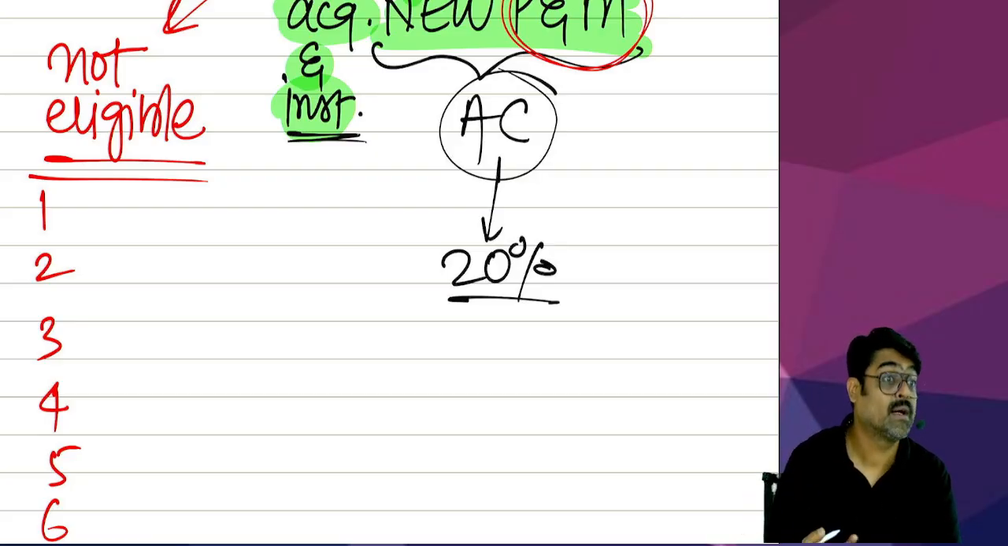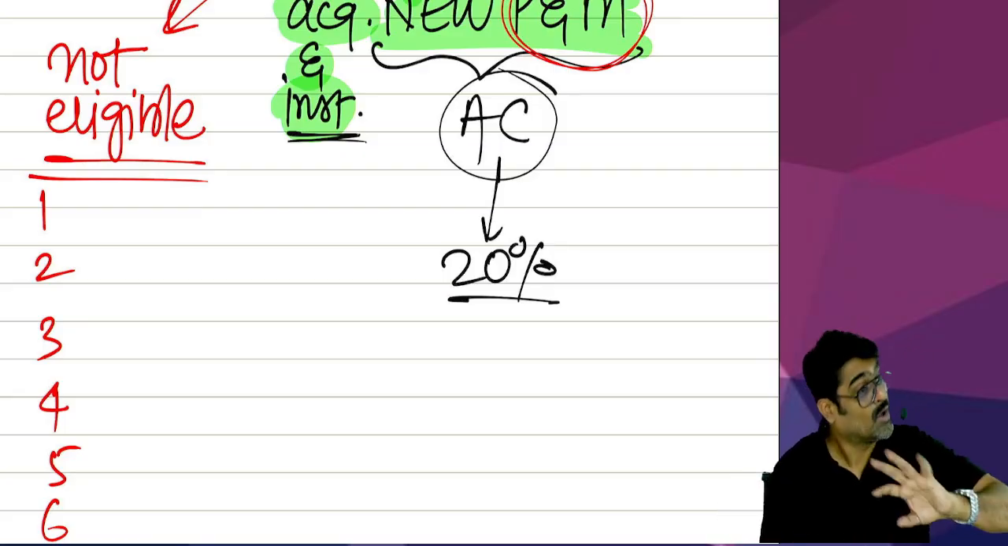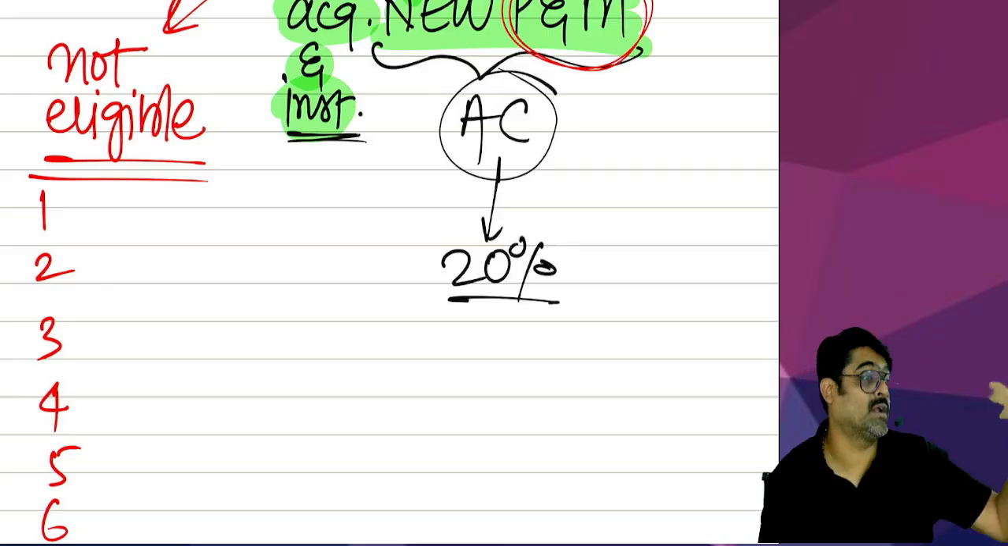Or maybe a second-hand plant and machinery. Or maybe a plant and machinery whose entire cost we have already allowed under other sections.